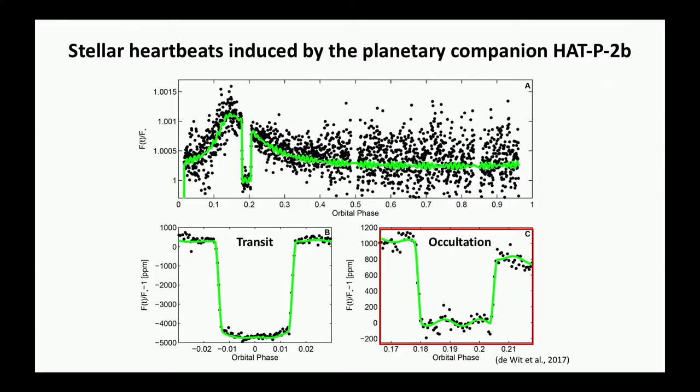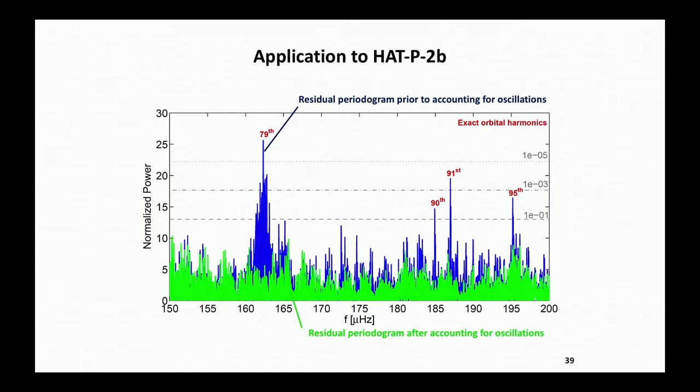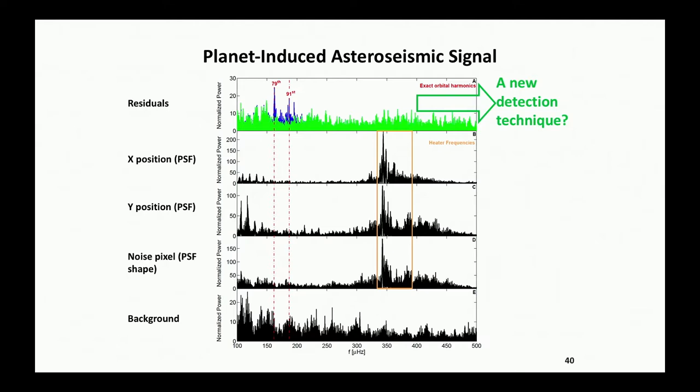And what we showed is actually that these oscillations were related to a series of harmonics of the orbital frequency, which was really unexpected for these planets, but which could be a new way to look at planet-star interaction, but also a new way to potentially detect planets that are on highly inclined orbits, which cannot be detected in any other way.